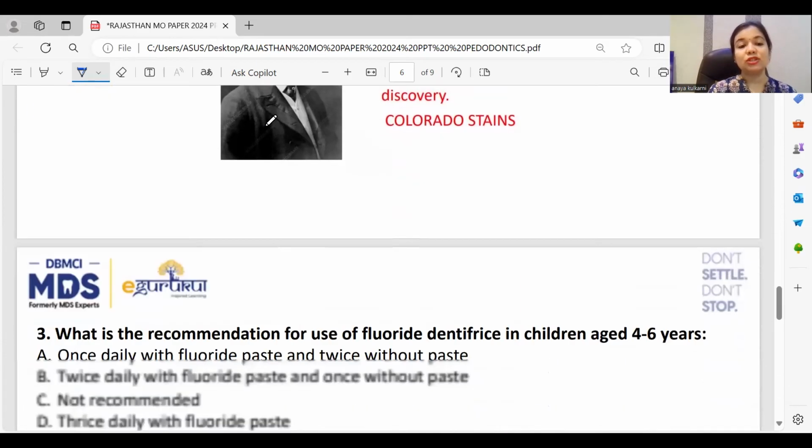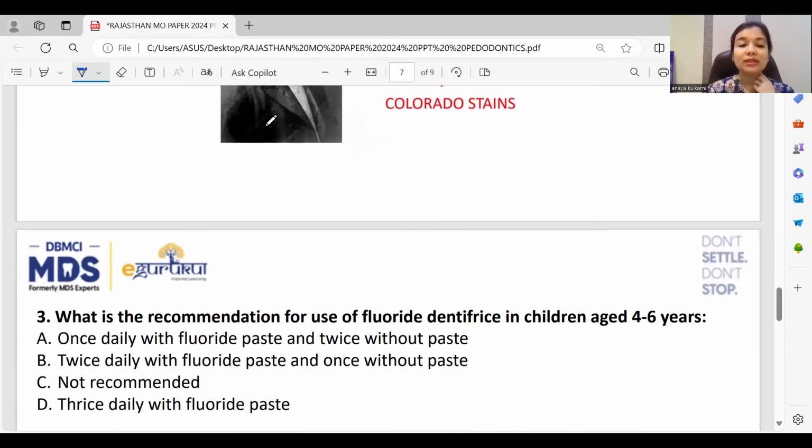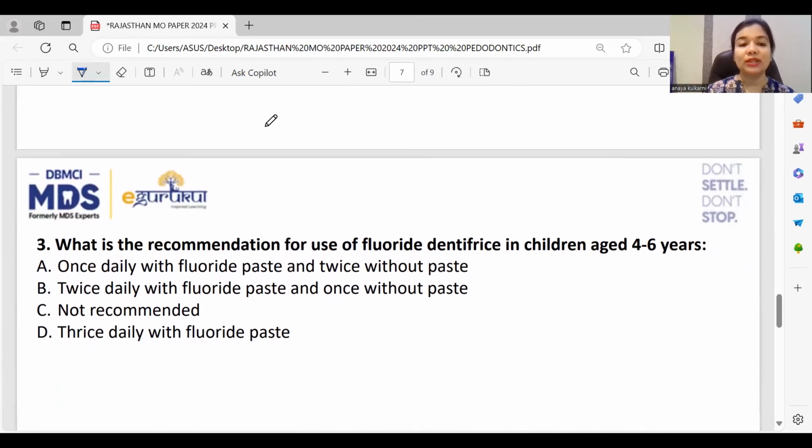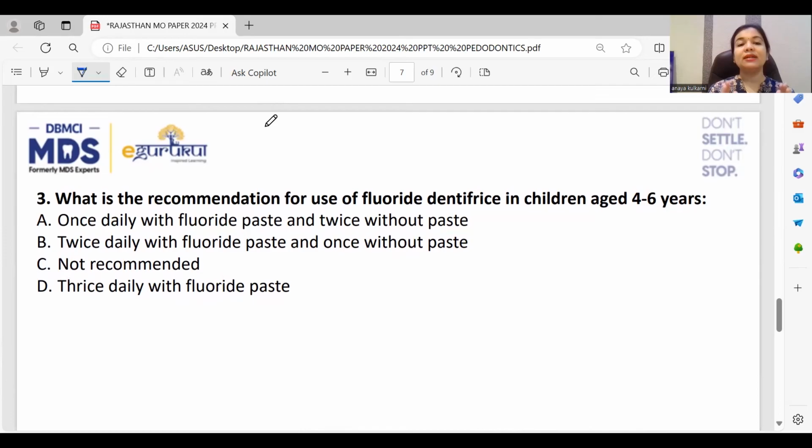Okay, so that brings us to the third question. And what is the third question? The third question was, what is the recommendation for use of fluoride dentifrices in children aged 4 to 6 years? So what is the recommendation? They've given very different sorts of options here.